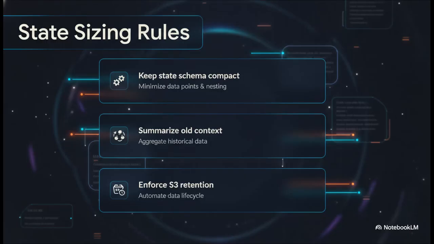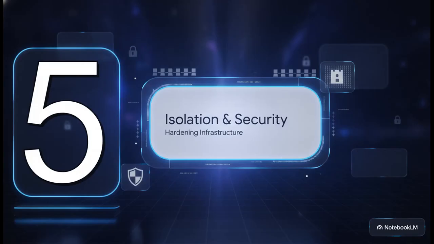To manage this, you really want to enforce strict sizing rules. Keep your state schema compact, optionally using Pydantic models to enforce structure, summarize old conversational context rather than appending to it endlessly, prune long execution histories. And if you're using S3 for tracking, enforce strict retention policies. These practices ensure your tracking UI remains lightning fast and your database doesn't just bloat exponentially. Which brings us to Section 5, Container Isolation and Security.